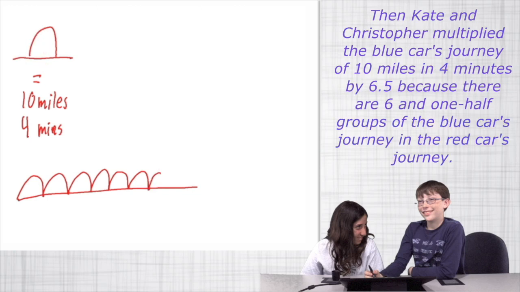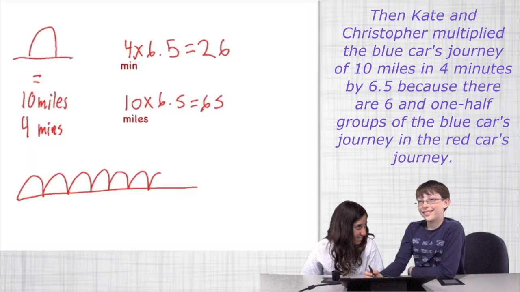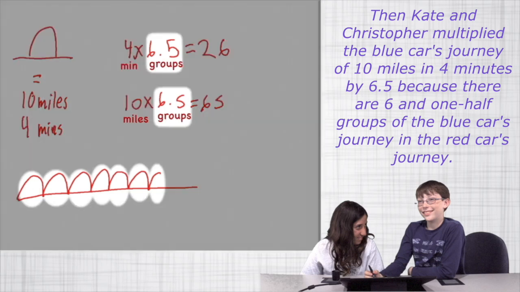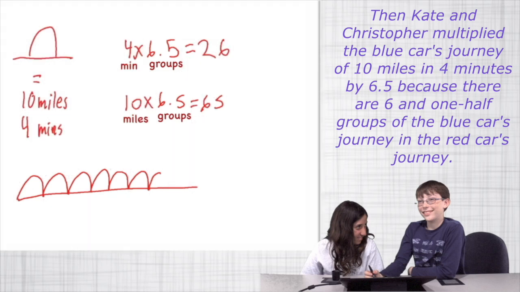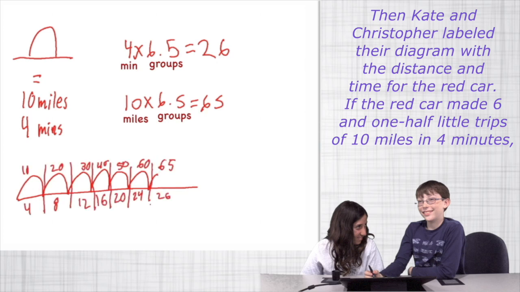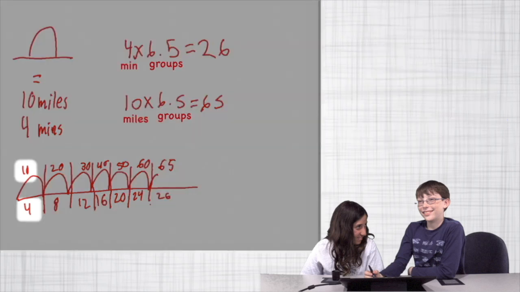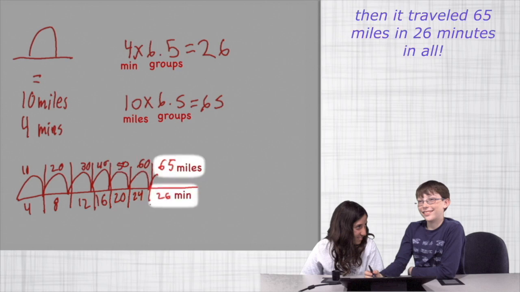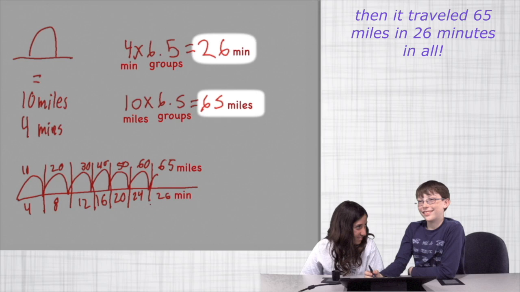Then Kate and Christopher multiplied the blue car's journey of 10 miles in 4 minutes by 6.5 because there are 6 1/2 groups of the blue car's journey in the red car's journey. Then Kate and Christopher labeled their diagram with the distance and time for the red car. If the red car made 6 1/2 little trips of 10 miles in 4 minutes, then it traveled 65 miles in 26 minutes in all.